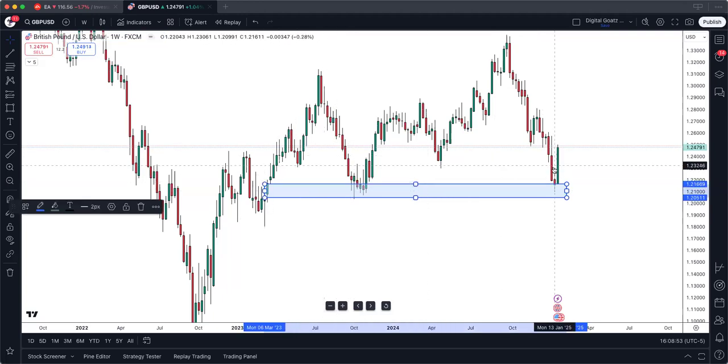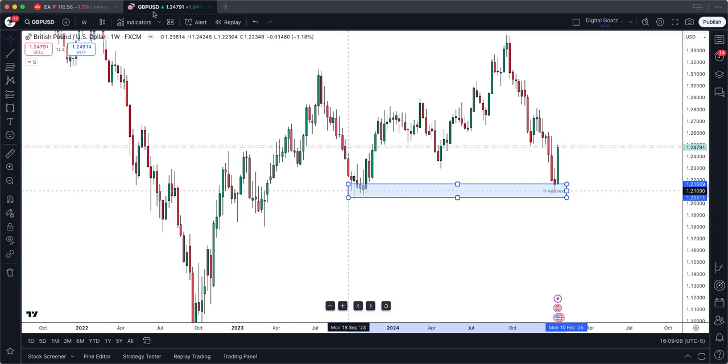This is a good sign because it did break out of this zone right here. So more than likely, next week, what you'll probably see is the market potentially trying to come all the way back down here in order to correct itself, and then maybe start to push itself up. But this is a strong level of support.